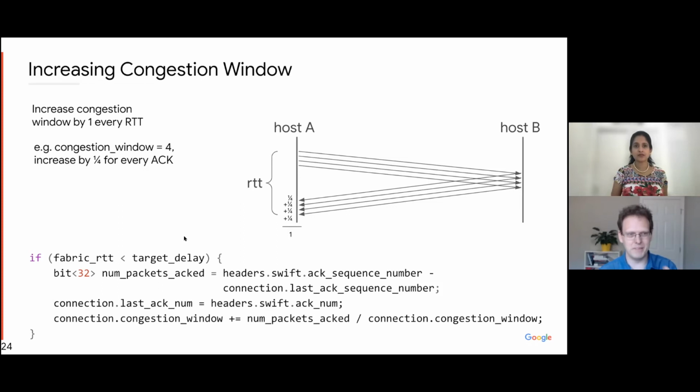And that's actually implemented in a funny way, because every time we get an acknowledgement, we increment the congestion window by a fraction of 1, so that once we've received all the acknowledgements in an RTT, we increment by 1. And again, we can implement this in a fairly straightforward way in P4. Next slide.